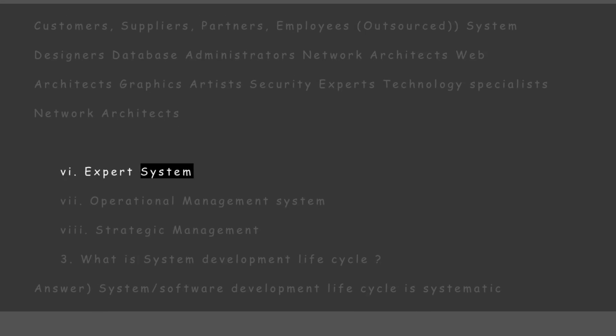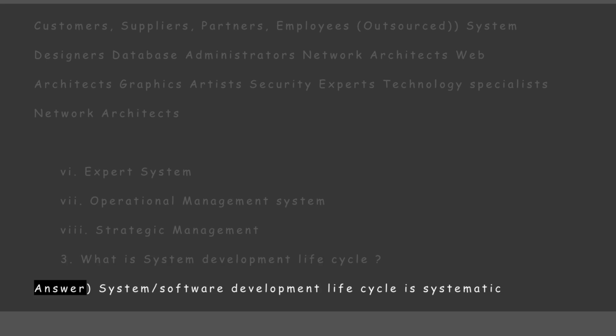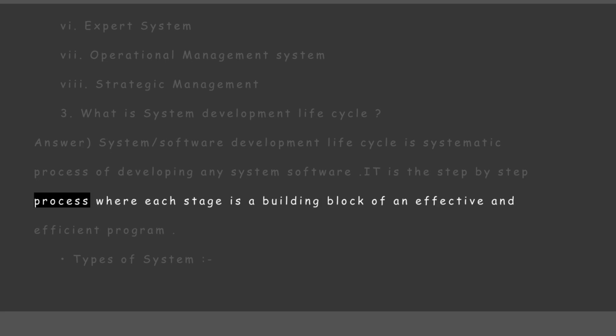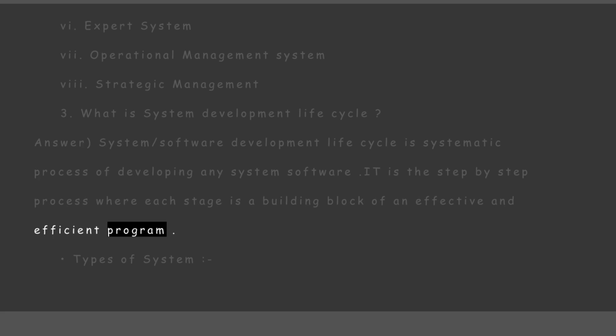6. Expert system. 7. Operational management system. 8. Strategic management. 3. What is the system development life cycle? Answer: The system software development life cycle is a systematic process of developing any system software. It is the step-by-step process where each stage is a building block of an effective and efficient program.